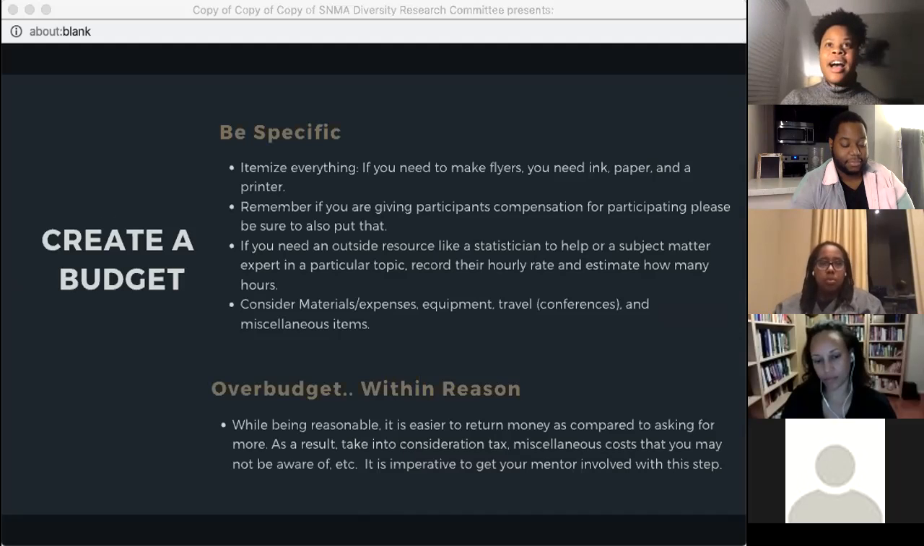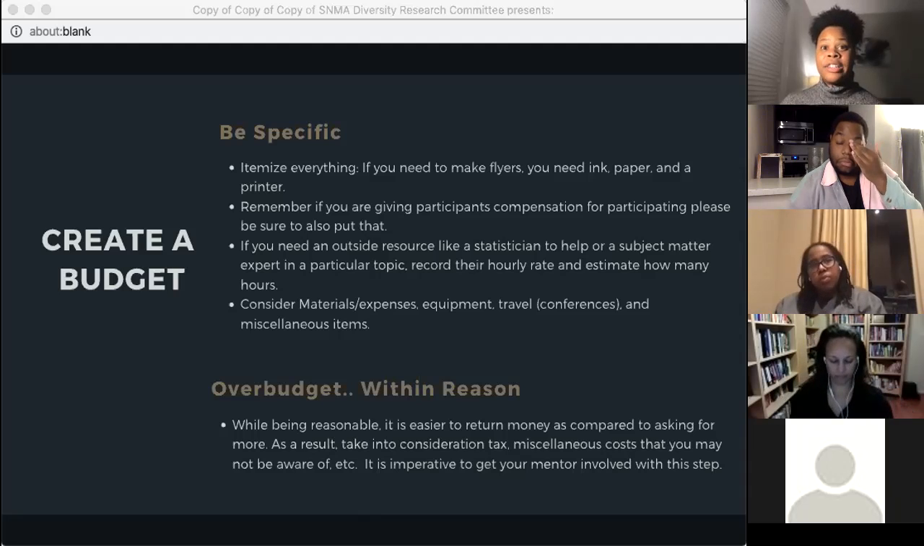I certainly should refer to the PIs that are on here, but in my personal opinion, I found that for budgets, you want to be specific. If you're thinking about making flyers, you need to incorporate the ink, the paper, and the printer. If you need to get someone from Staples to help you, you want to think about that. If you need someone else to come in, like a subject matter expert, you want to take into consideration their hourly rate and their time. I also found personally that I over budget within reason, because it is easier to return money than it is to ask for more money.